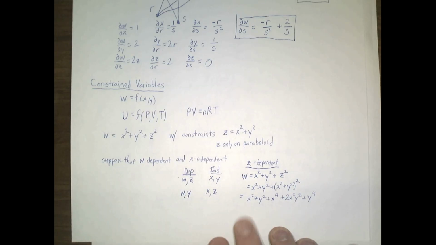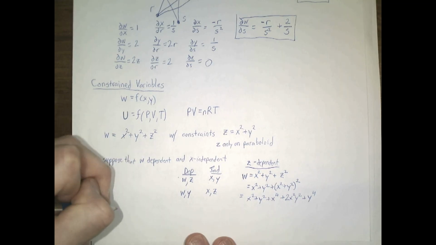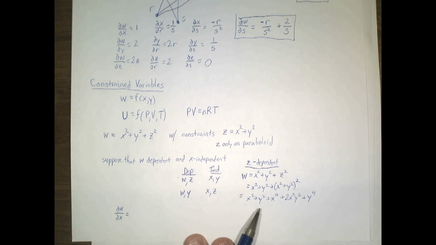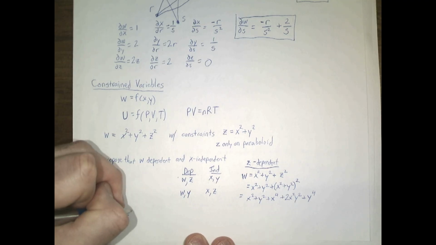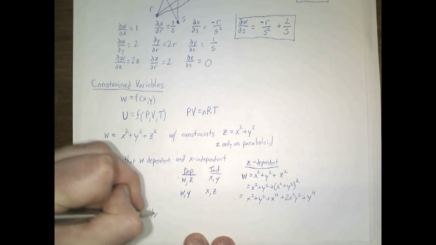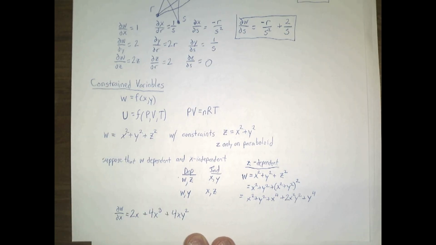So now we have w rewritten in terms of only x and y based off the constraint imposed on our dependent variable z. So if we want to find the derivative dw dx, well, now we're just taking the partial with respect to this expression here. Anything that is y is treated as constant, and so what we'll get is 2x plus 4x cubed plus 4xy squared, and that's where we end because the y to the fourth is a constant.